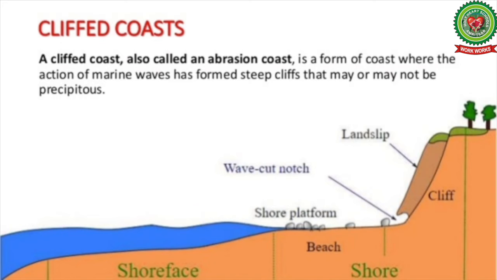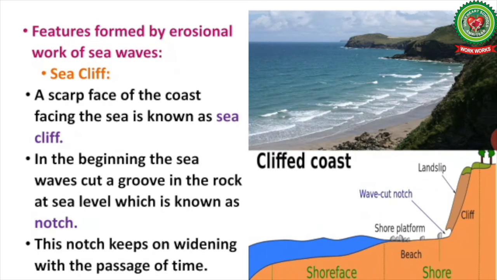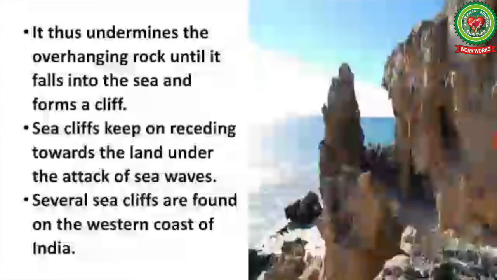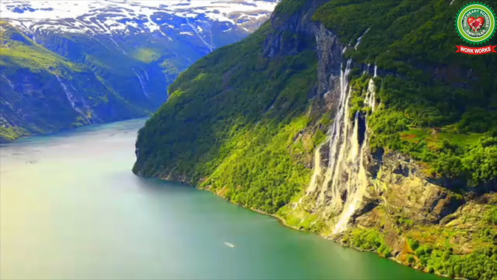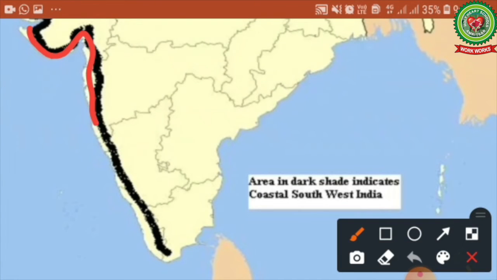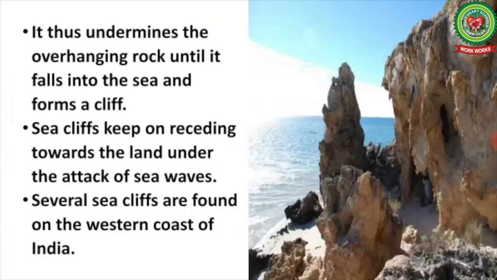In the beginning, the sea waves cut a groove in the rock at the sea level, which is known as a notch. This notch keeps on widening with the passage of time. It thus undermines the overhanging rock until it falls into the sea and a cliff is formed. Sea cliffs keep on receding towards the land under the attack of sea waves. Several sea cliffs are found on the western coast of India along the Arabian Sea.